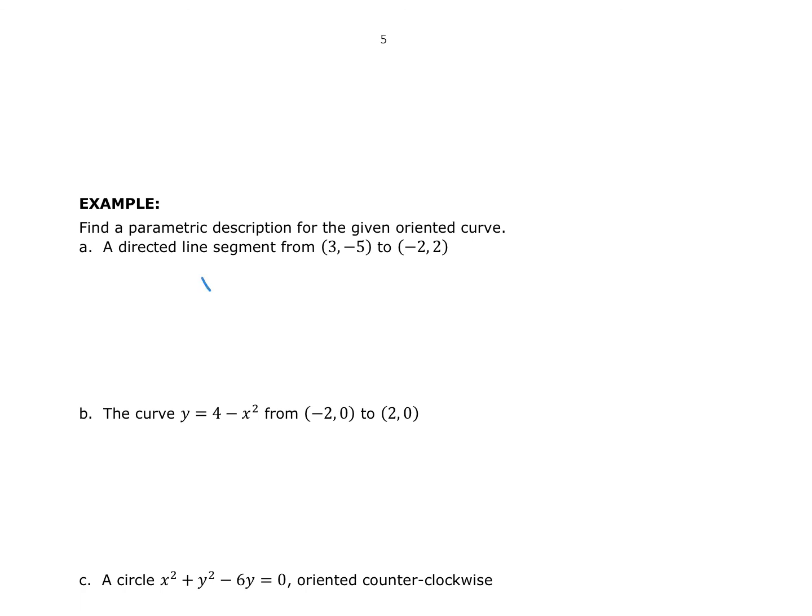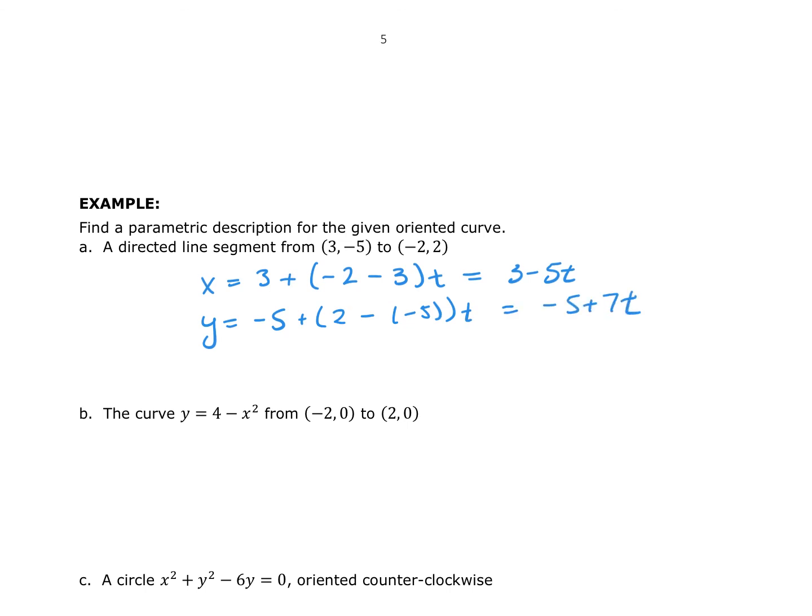So from our formula up above, we have x is equal to our initial x value, which happens to be 3, plus the negative 2 minus 3, because it is the ending point minus your initial point, times t. So this gives me 3 minus 5t. Similarly, for the y, I have my initial point, which is negative 5, plus my ending y value, which is 2, minus a negative 5, times t, which gives me negative 5 plus 7t. And that's it for that one.